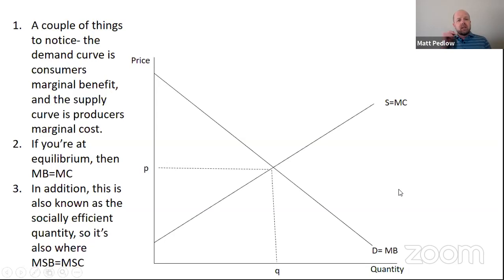And on the AP test, if they told you to draw a market, you would just write supply and demand. You wouldn't write equals marginal benefit. We're just showing you this because I want you guys to understand what it means to be socially optimal. If you're at equilibrium, then clearly marginal benefit equals marginal cost. In addition, this is known as socially efficient, as long as there's no externalities. Externalities are fun to learn about. We get to talk about them the next two days. But if there's no externalities, then in addition, you could add one more thing on this graph, which would be this equals marginal social benefit.